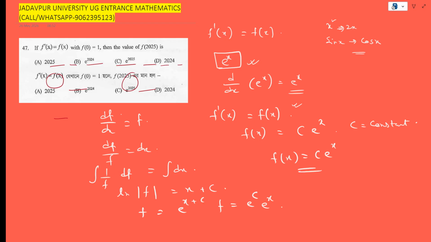Now, this differential equation is one of the most important equations in the universe. Why? Because exponential growth appears everywhere, like population growth, radioactive decay, compound interest, AI growth, bacteria growth, charging or discharging circuits. So nature itself loves the exponential functions.